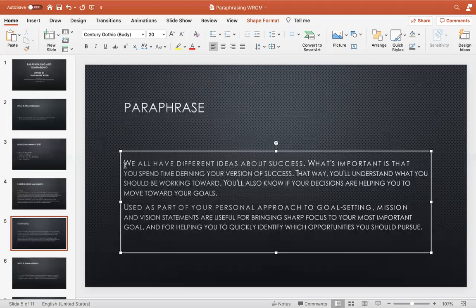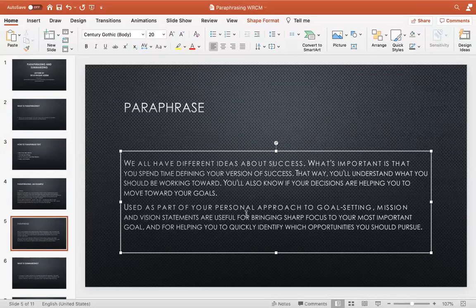That tells us that when you write paraphrase of a text, you should use simpler sentences, and let me also add shorter sentences. Okay. So when we say a simple sentence, in fact, by that we mean we should use small, shorter sentences. Okay, let's proceed to read the paraphrase. What is important is that you spend time defining your version of success. That way, you will understand what you should be working toward. You will also know if your decisions are helping you to move toward your goals.